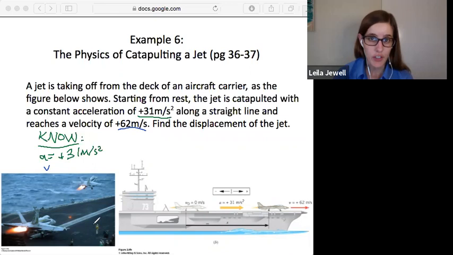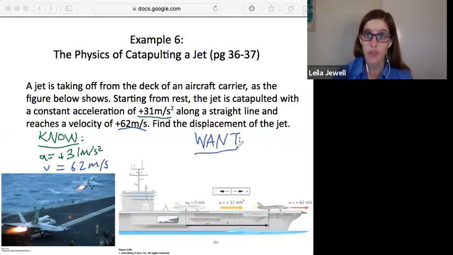So is this our final or initial velocity? Since it says it reaches it, I'm going to say that's our final velocity. That's where some interpretation really matters. And that's 62 meters per second. All right, that's all of the numbers that are given to us. We can look at what we want to find. It says find the displacement, right? So what variable do we use for displacement? That's going to be our x.